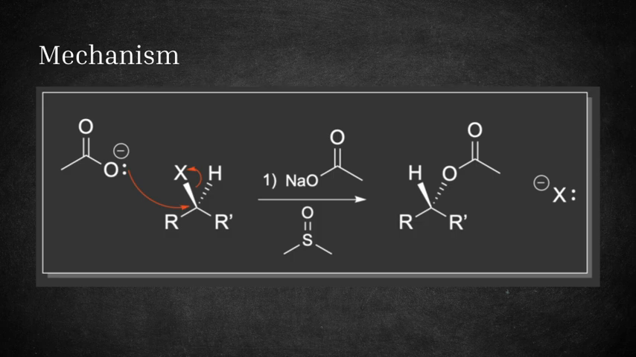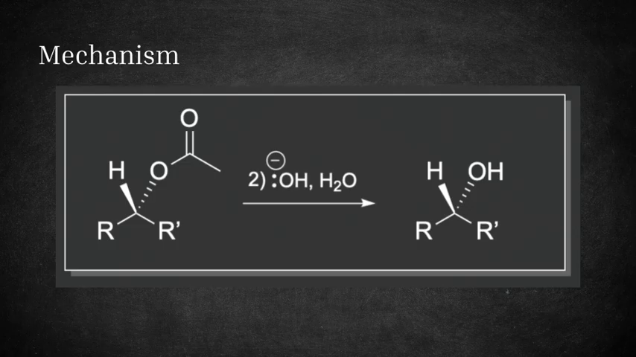Acetate is more suitable for this reaction than hydroxide because its conjugate acid, acetic acid, has a pKa of 4.76, making acetate significantly less basic than hydroxide. This means that while acetate is a poor base, it remains an effective nucleophile for substitution reactions. This SN2 reaction in the first step results in the formation of an ester. In the second step, this ester undergoes hydrolysis under basic conditions, breaking down to yield the desired secondary alcohol. Hydrolysis involves the reaction of the ester with hydroxide and water, cleaving the ester bond and releasing the alcohol.